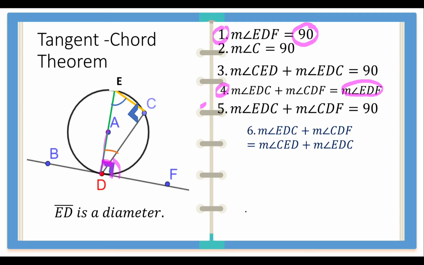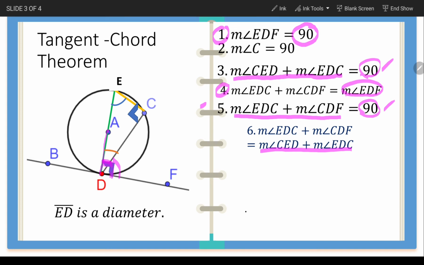Taking into consideration your statement number 3 and statement number 5, we can see here that the sum of the two angles in number 3 is 90 degrees. The sum of the two angles in number 5 is also 90 degrees. So by transitivity, we can say statement number 6, the measure of angle CED plus the measure of angle EDC will be equal to the measure of angle EDC plus the measure of angle CDF. That's by transitivity. Let me just clean it up.